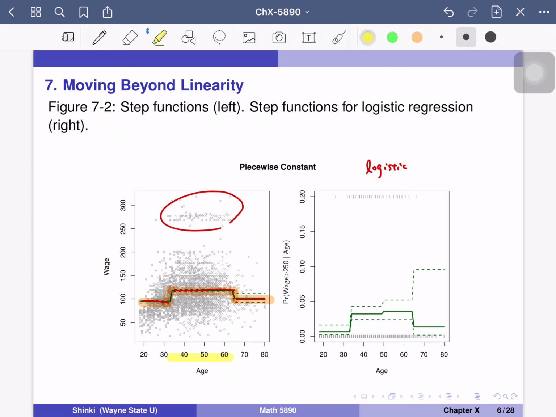The same thing applies for the logistic version of the regression. Remember that this is the probability of wage being more than 250. This probability is significantly higher at age between 35 and 65. So in this way, step functions can be used to represent more complicated relationships. This is a pretty flexible approach.